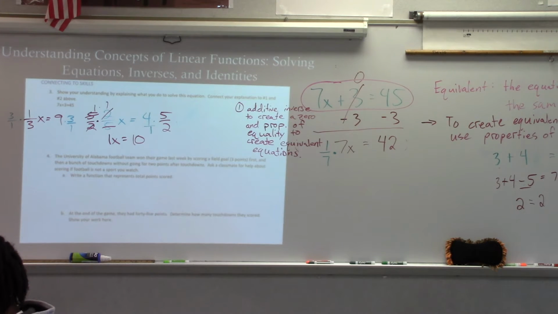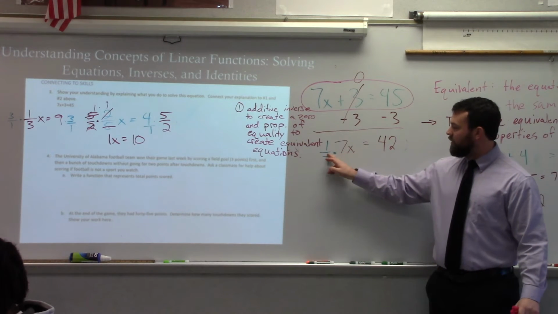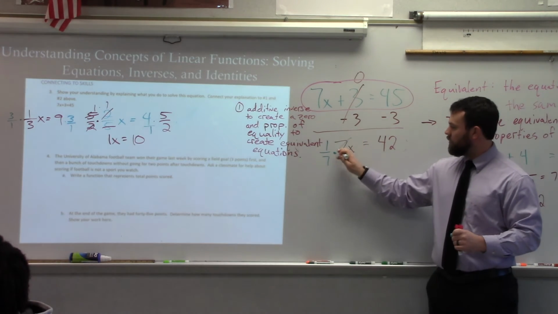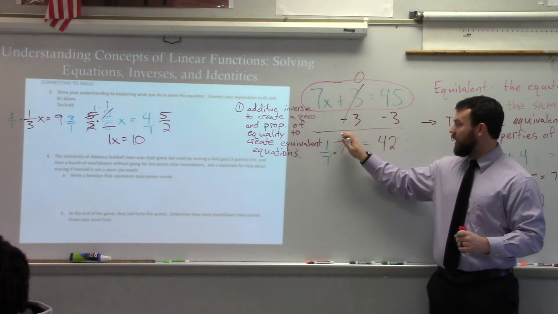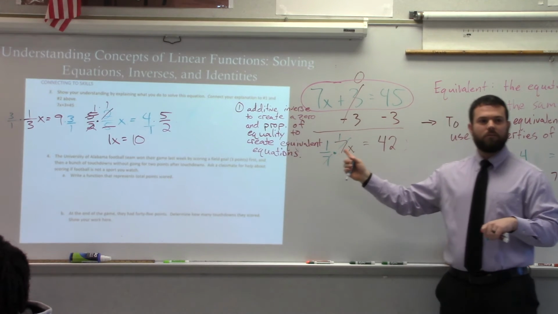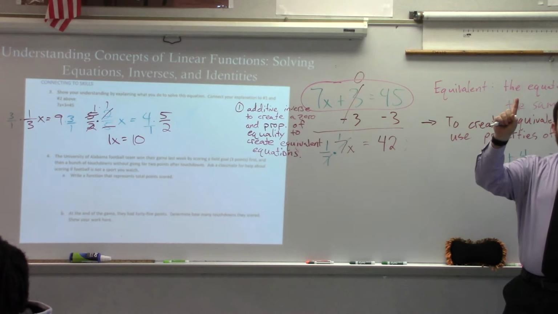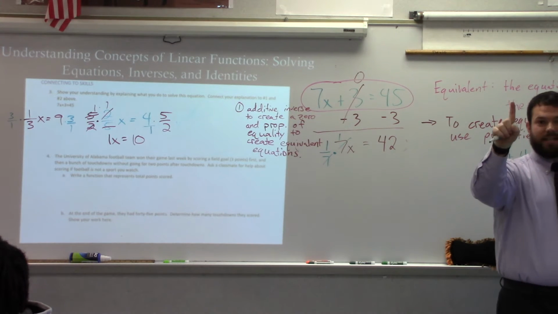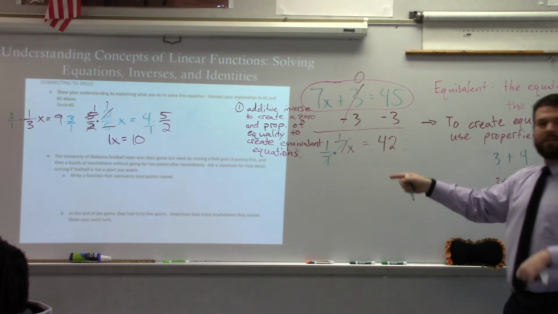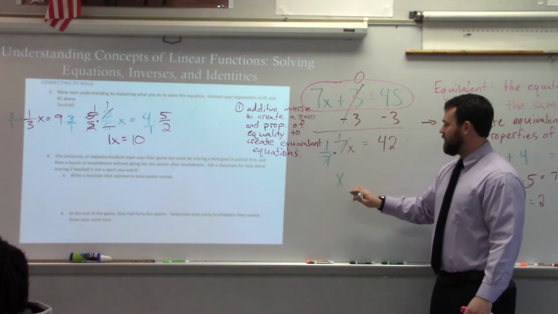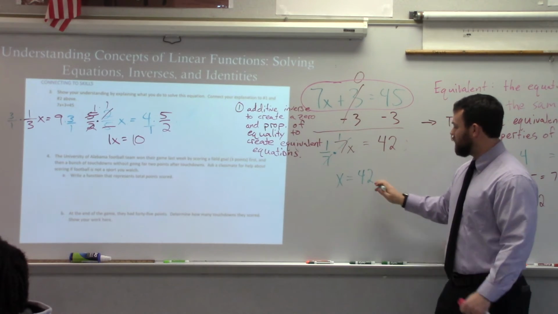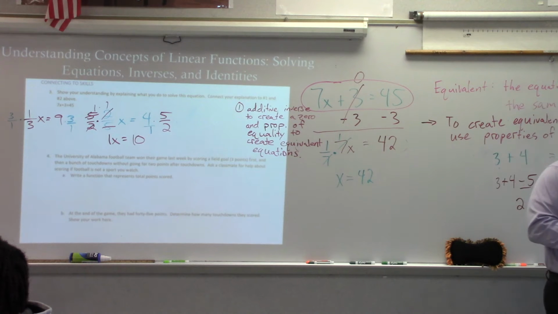Okay? Alright. So, the whole point, right? 7 divided by 7 is 1. Remember, what is that 1 called? The 1. Multiplicative identity, right? Because what's 1 times x? 1x, so x is equal to 42? Mm-hmm. Okay. We good on that?